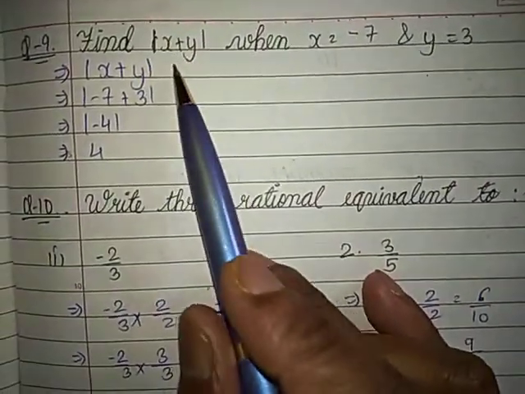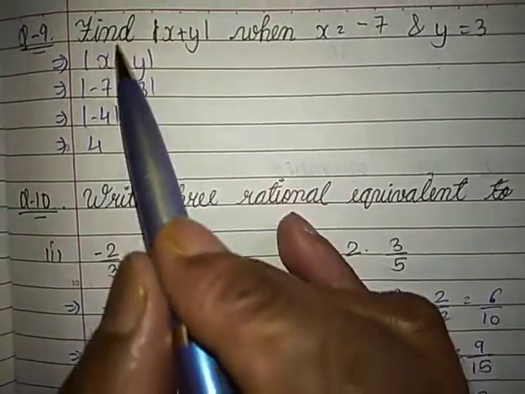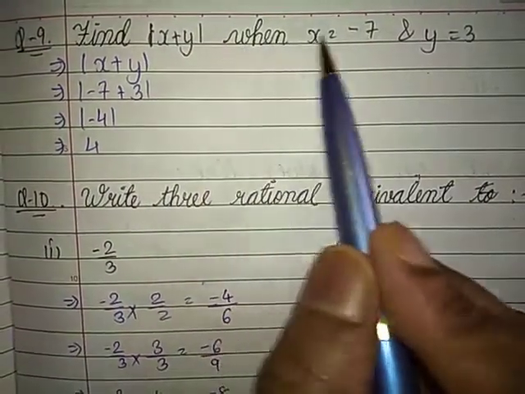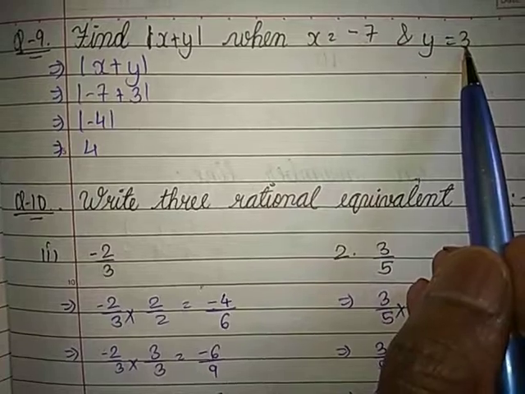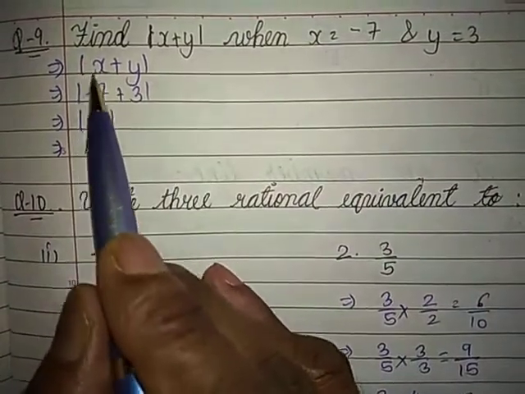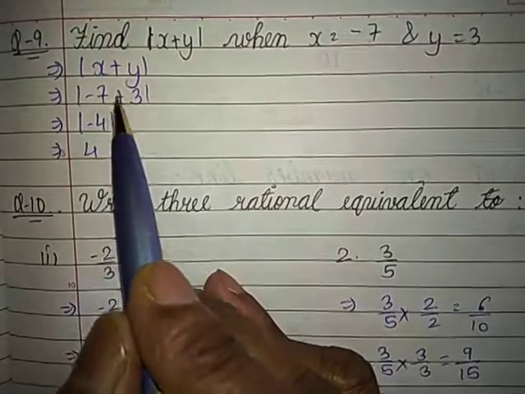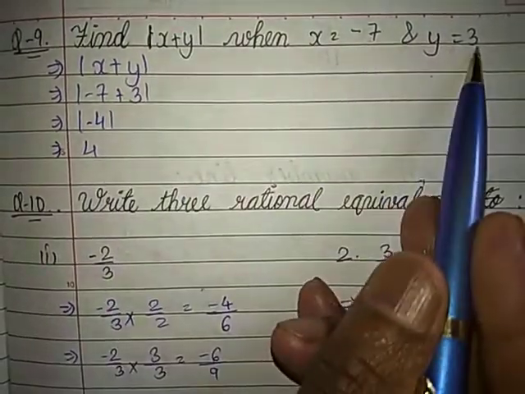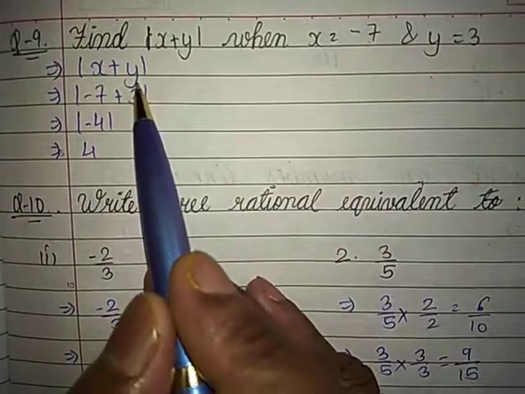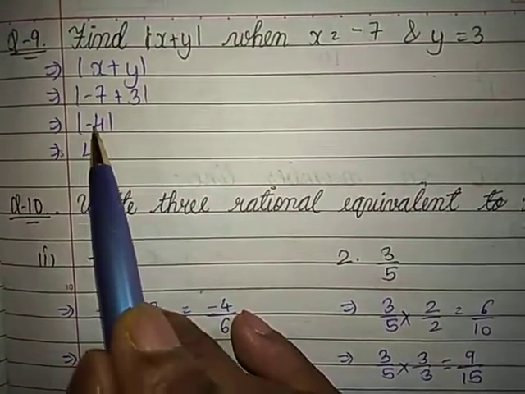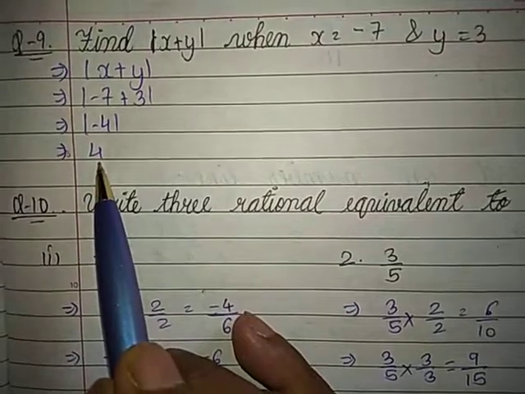Find out the value in the mod. What is given? Find mod x plus y, when x is equal to minus 7 and y is equal to 3. Substitute the values in mod x plus y. What is the value of x? Minus 7 plus. What is the value of y? 3. So minus 7 plus 3 is minus 4. When the minus 4 comes out from the mod, it will become plus 4.